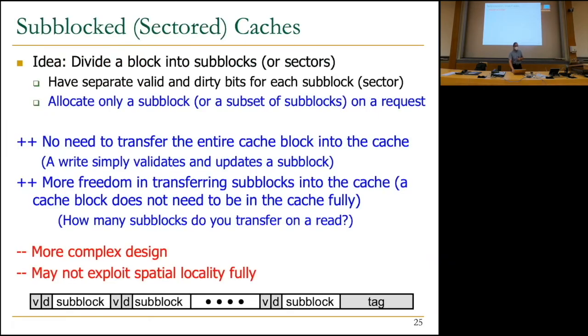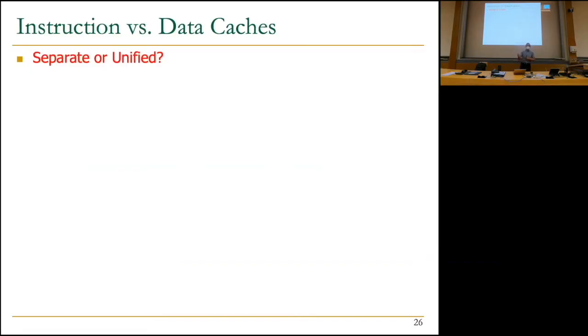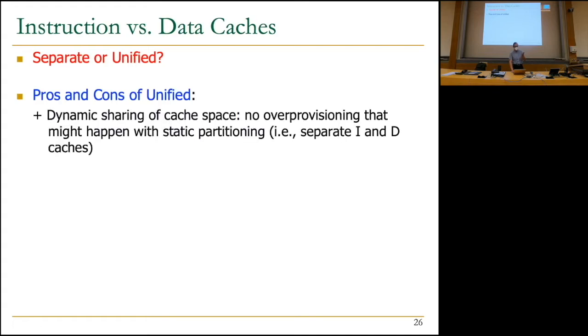Okay, so sectored caches exist in real life also. We discussed this in the last lecture, but I want to have a formal slide on it also. Do you want separate or unified instruction and data caches? Again, this is a design decision. If you unify the instructions and data, you get dynamic sharing of cache space. No over-provisioning that might happen with static partitioning.